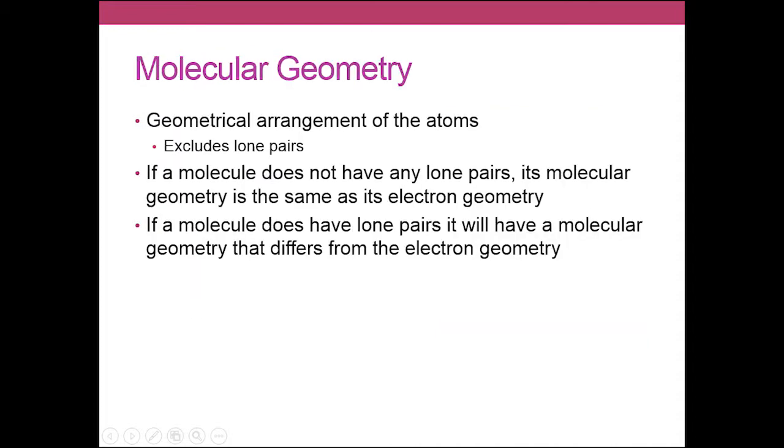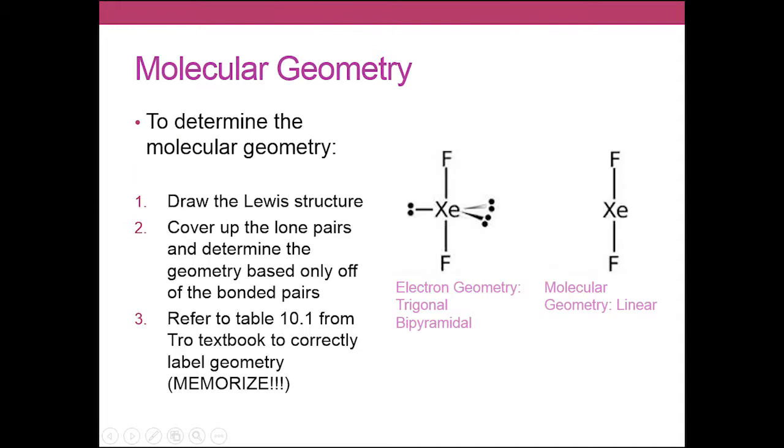The second VSEPR theory geometry that we're going to cover is molecular geometry. Molecular geometry is another geometrical arrangement of the atoms, but this time we're going to need to distinguish between the lone pairs, which are non-bonding, and the bonding pairs. So if a molecule does not have any lone pairs, its molecular geometry will be similar to the electron geometry. And if a molecule does have lone pairs, it will have a molecular geometry that differs from the electron geometry. To determine the molecular geometry of a molecule, we're again going to write out the steps.